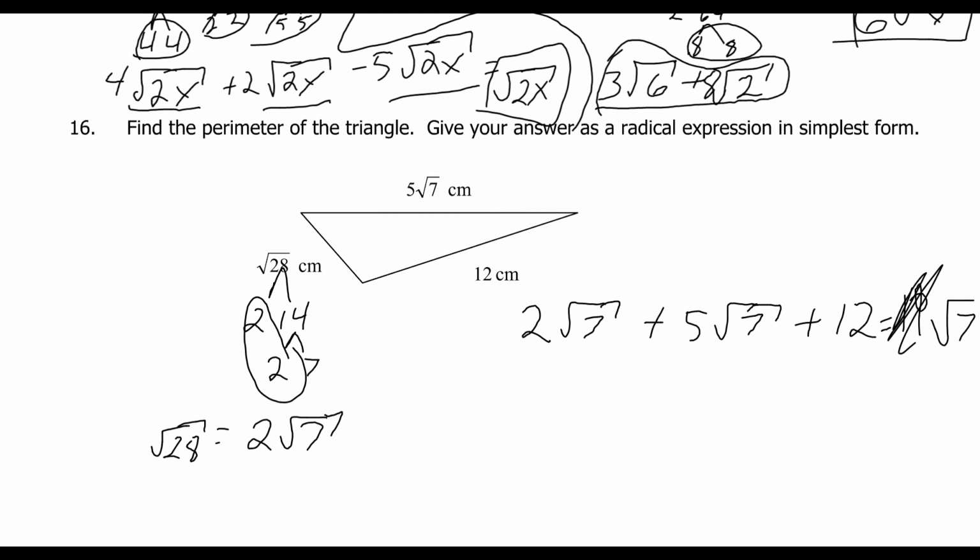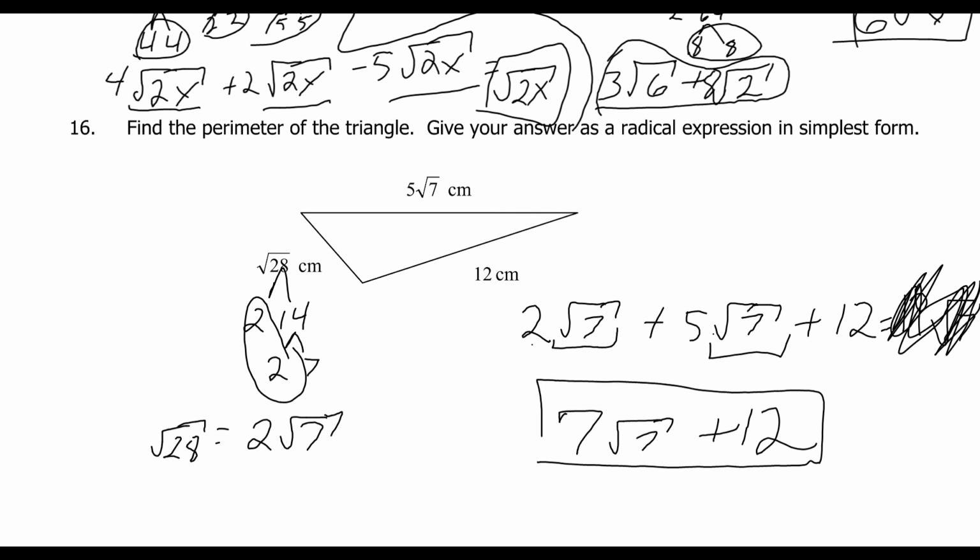No. Don't do that. Bad student. Now, what we're going to do instead is we got square root 7 and square root 7. 2 plus 5 is 7. So we got 7 roots of 7 plus 12. And there we have it.